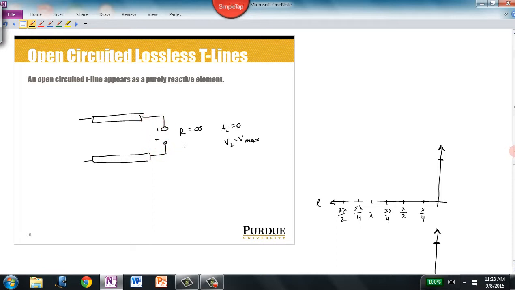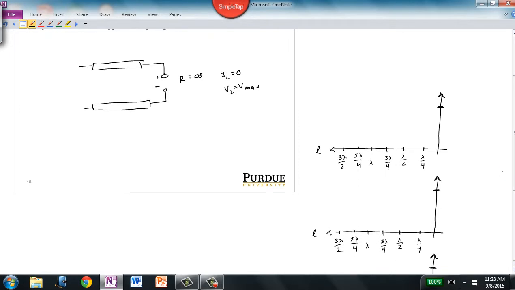To analyze this situation, we want to go back to our equation that the phasor voltage along the length of the transmission line is equal to whatever the magnitude and phase shift of the incident voltage wave is, times e to the minus j beta z, plus whatever the reflection coefficient is at the load, times e to the j beta z.